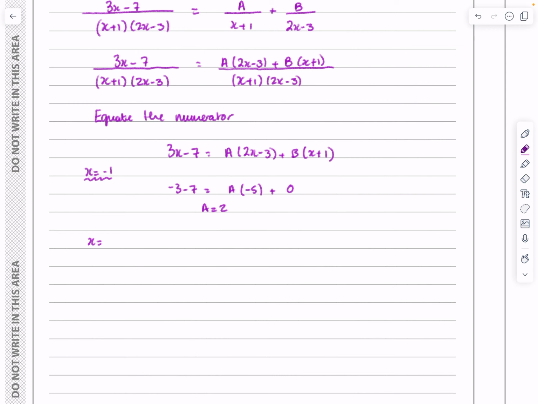So if we say x is equal to 3 over 2 here, then I'm going to get 9 over 2 minus 7 is equal to nothing. That's the whole point. And I'm going to get b times 1 plus 3 over 2, which is 5 over 2. So I'm going to get 5b over 2 there. So tidying that up, b works out to be equal to minus 1. Quite happy to get those relatively simple numbers in there.